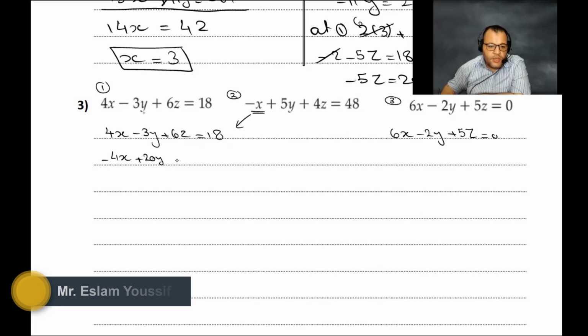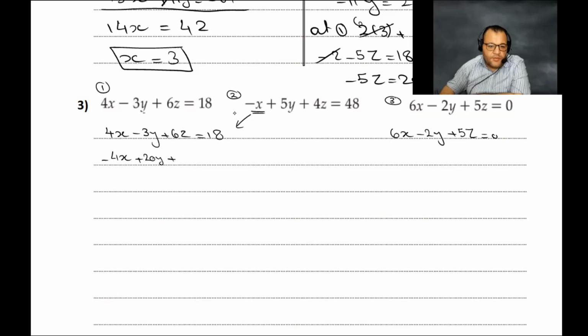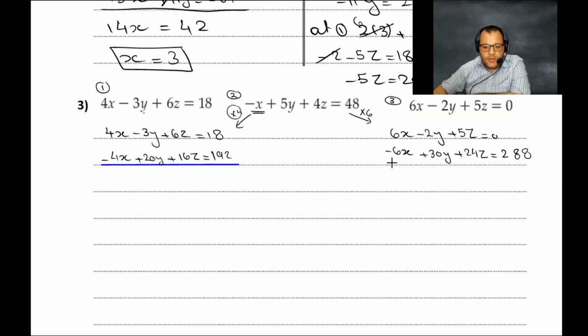plus 20y plus 16z equals, multiplying by 4, what is the answer? 192. And I will multiply here by 6, so by negative 6, so it will be negative 6x plus 30y plus 24z equals 288. Okay. So that's number 1, and that's number 2.